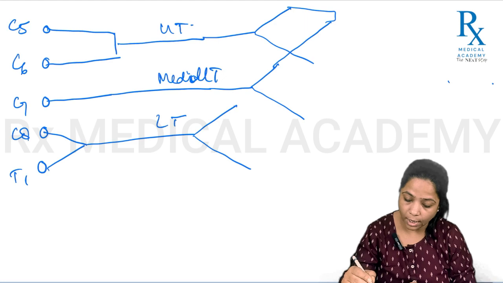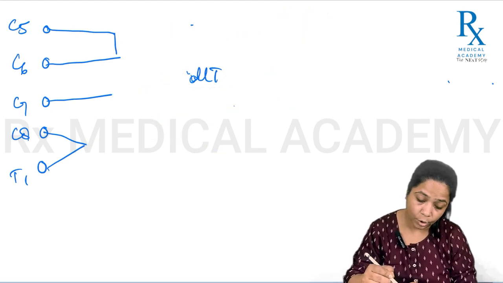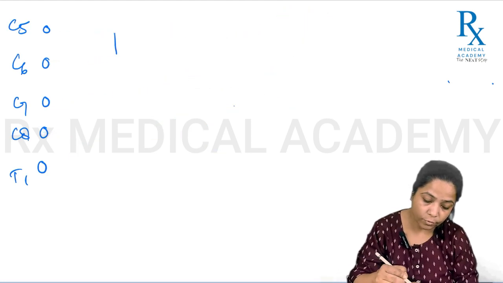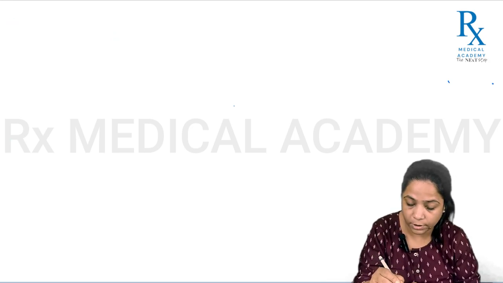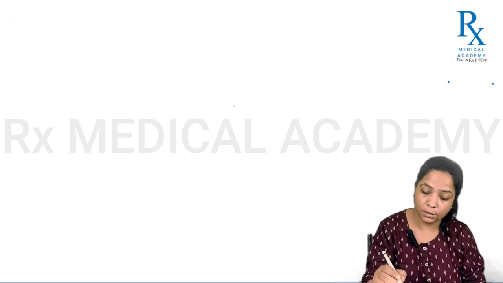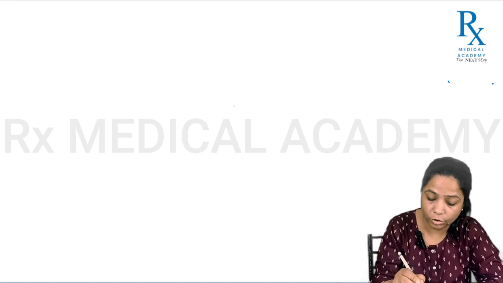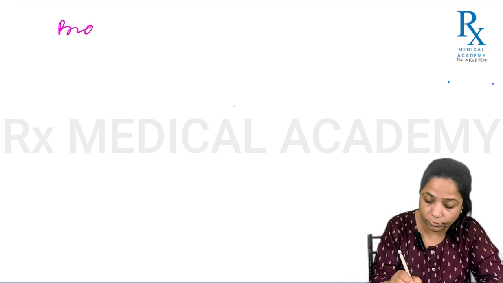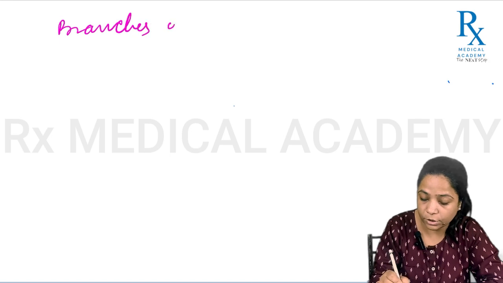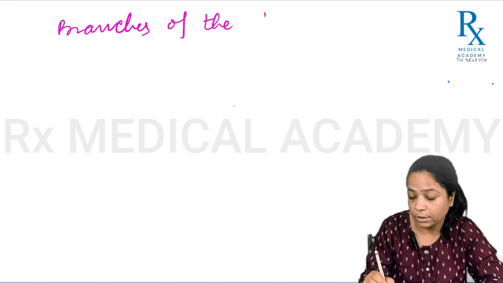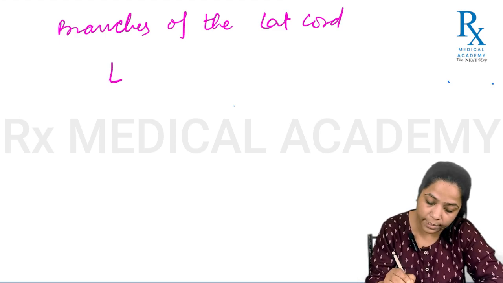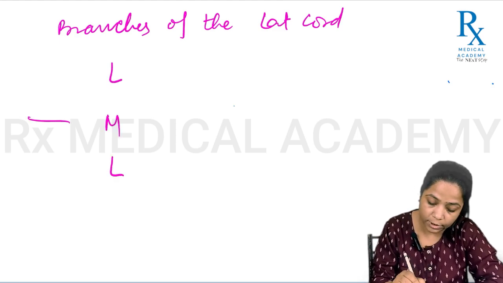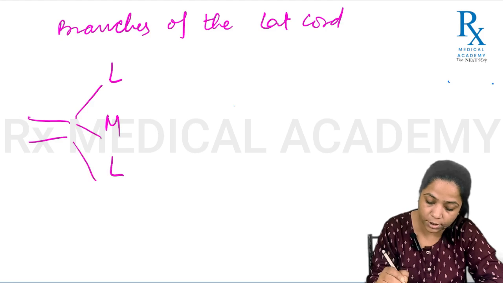So often you are asked in your PT entrance exam, what are the branches of the lateral cord, what are the branches of the medial cord, and also what are the branches of the posterior cord. So first of all, the branches of the lateral cord. You can memorize it by LML. The lateral cord has three branches.